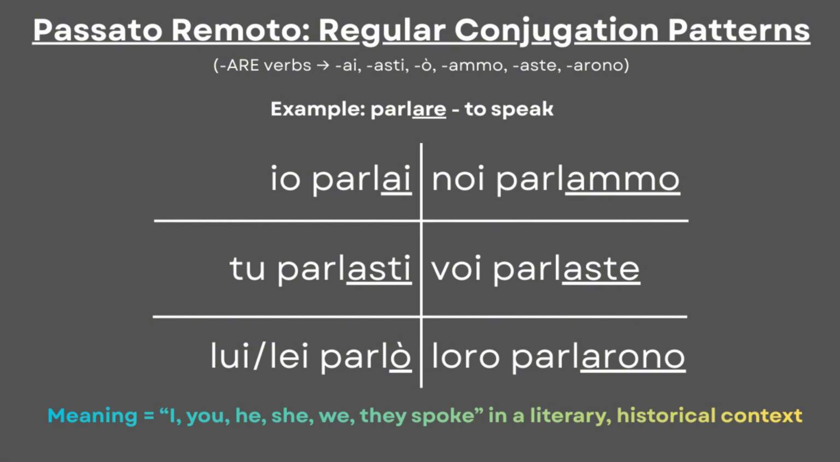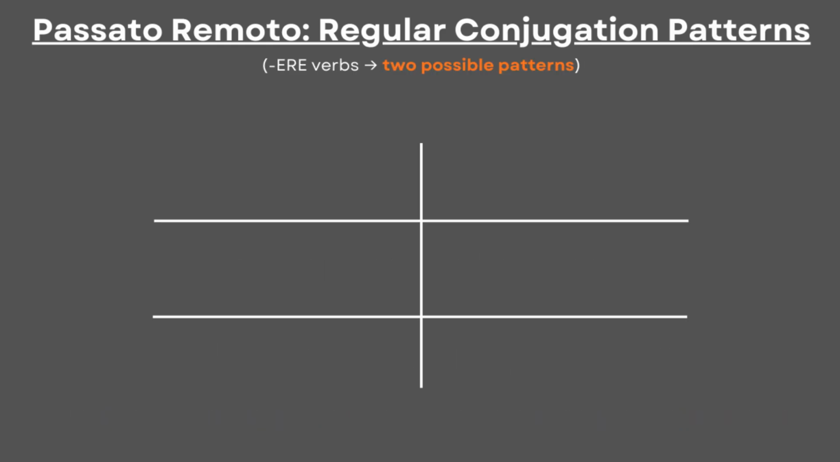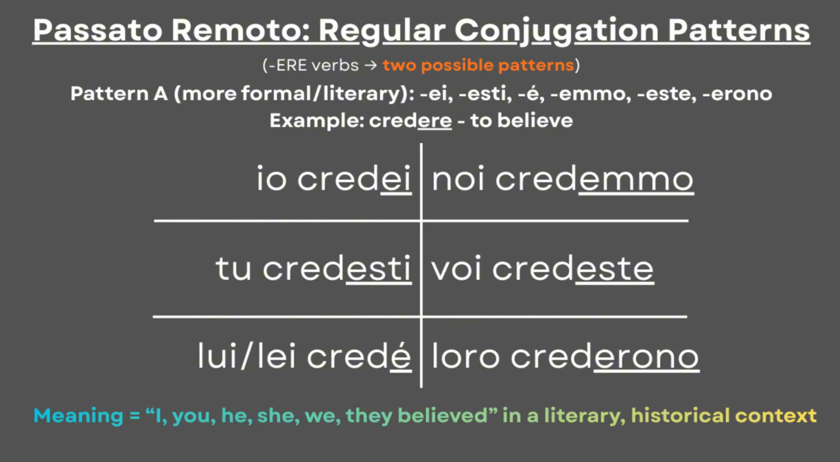Now we can see a different category of verbs, like ere verbs. Here we have to consider two conjugation patterns, because one uses more formal endings while the other has a shortened pattern that's very common. Let's see the first pattern with the verb credere, to believe, ending in ere. Credei, credesti, credè, credemmo, credeste, crederono.